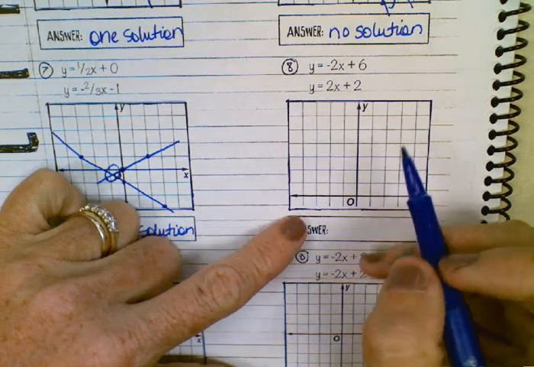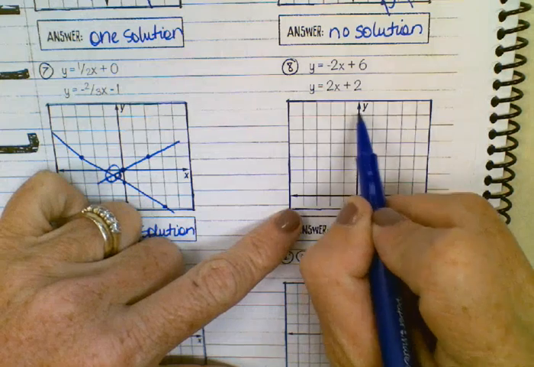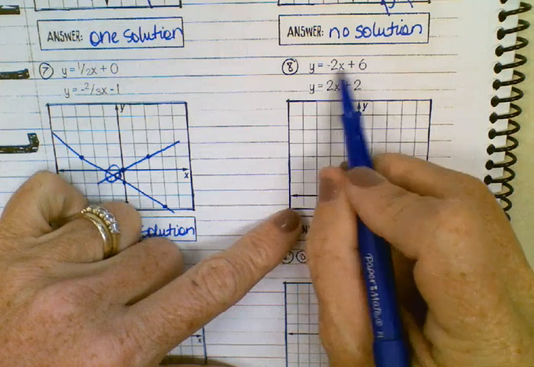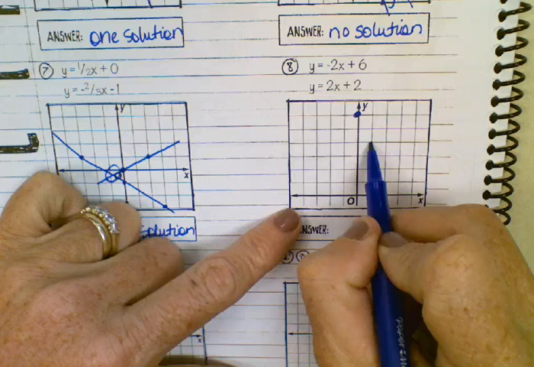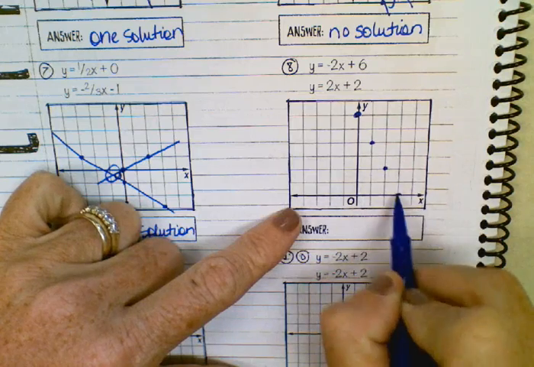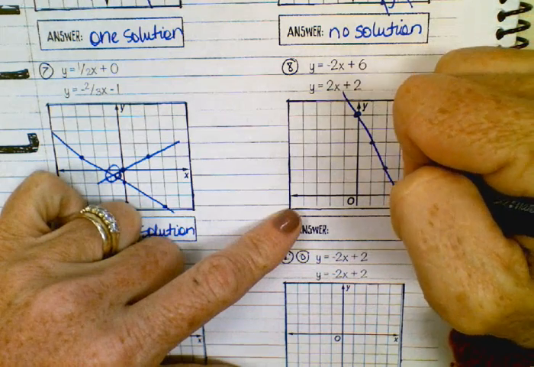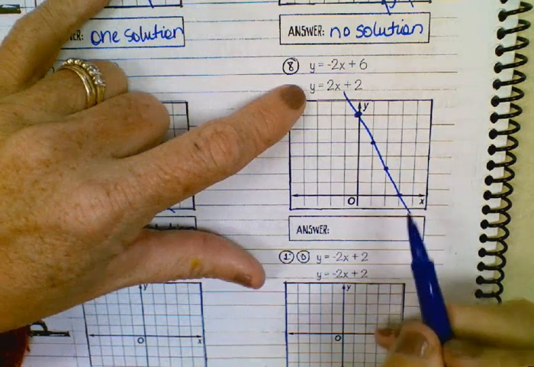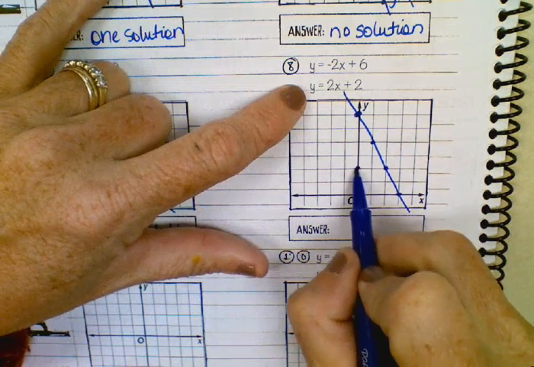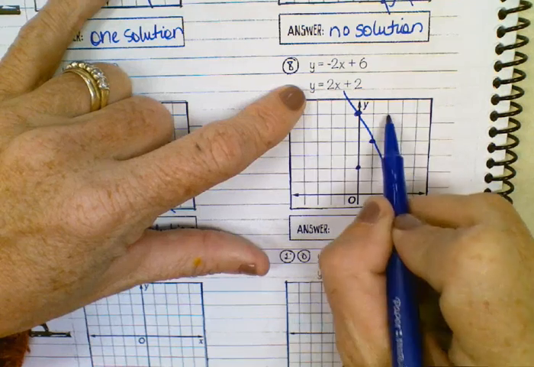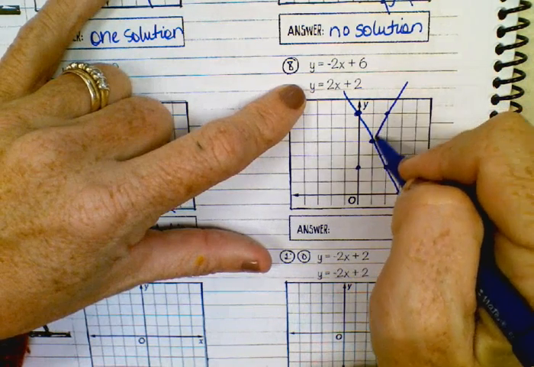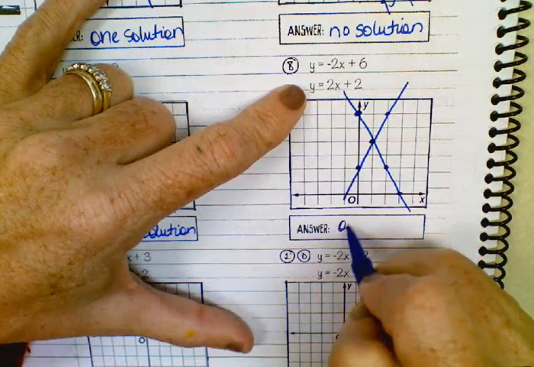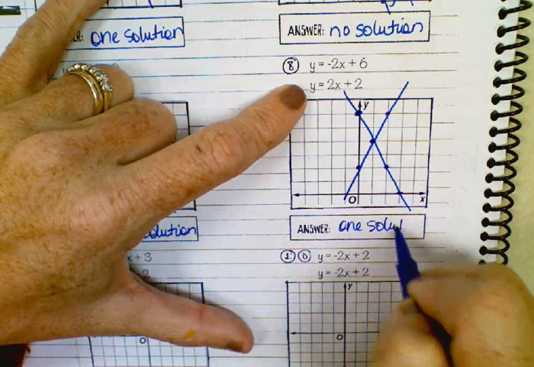Number 8, I begin at 6, 1, 2, 3, 4, 5, 6. And my slope is negative 2, so I'm going to go down 2 and over 1, all the way down. And my second equation is y equals 2x plus 2, so I'm going to begin at 2 and go up 2 over 1, up 2 over 1. So again, that has one solution.